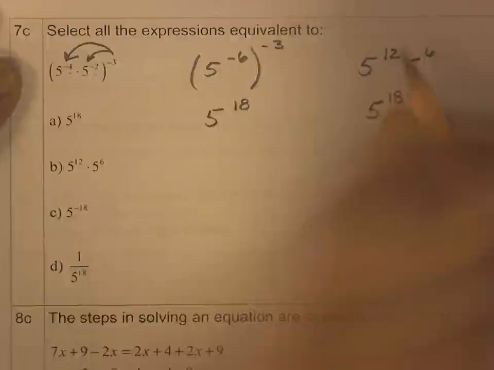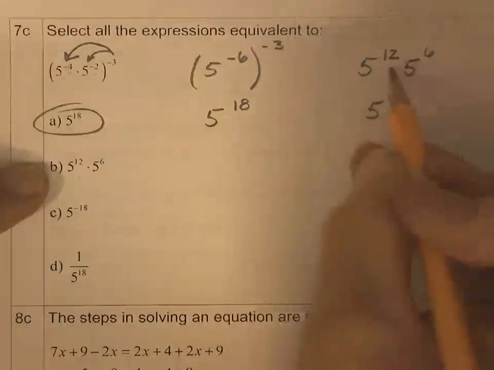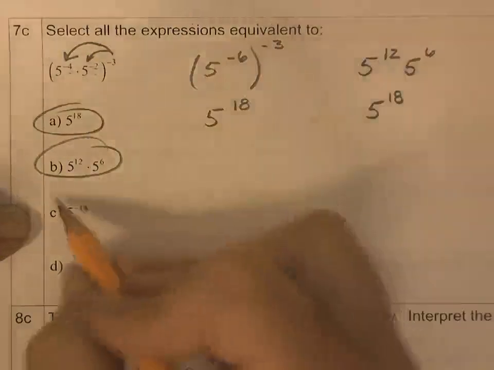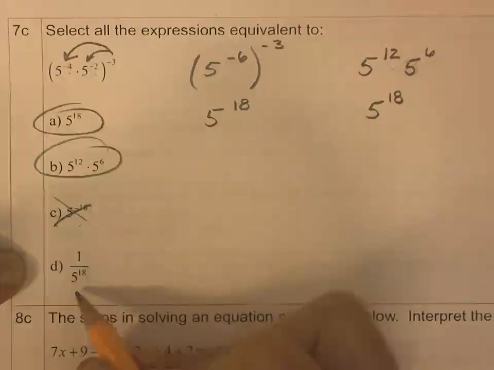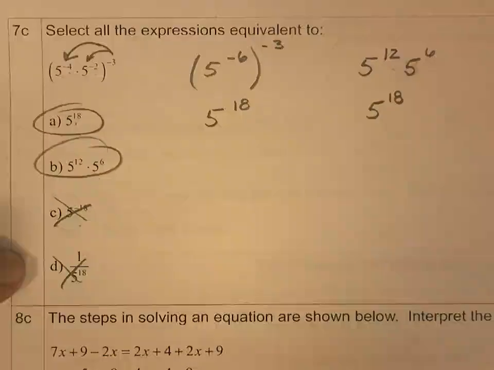So let's match it up. I have 5 to the 18th, yeah, that matches. 5 to the 12th, 5 to the 6th, that matches with this one. 5 to the negative 18, nope, that doesn't match up. And 1 over 5 to the 18th, no, it's 5 to the 18th. It's not 1 over 5 to the 18th. So I've got it A and B.